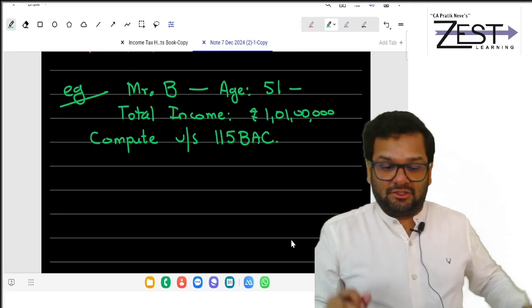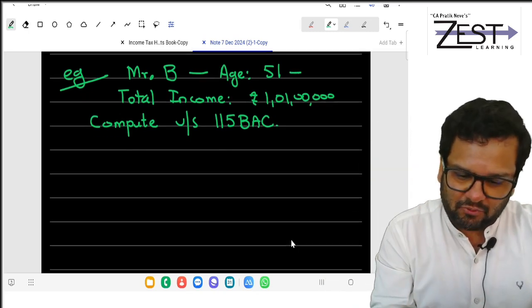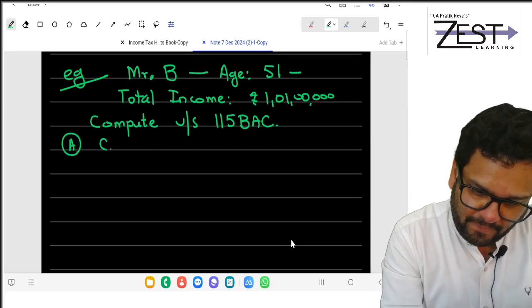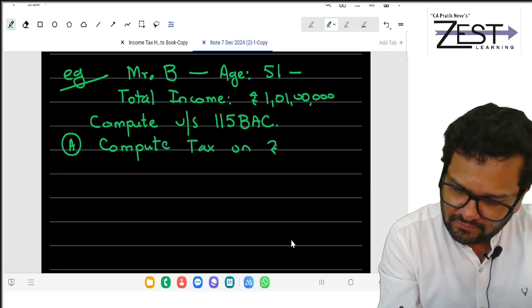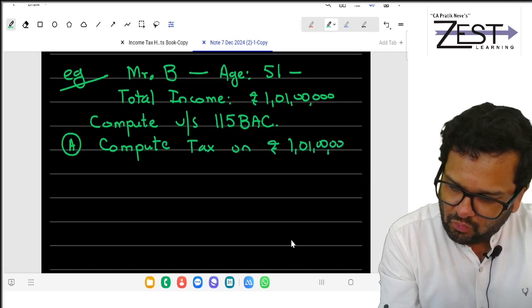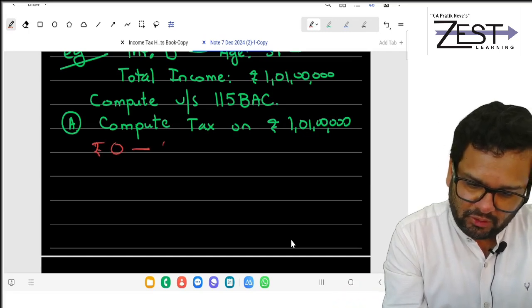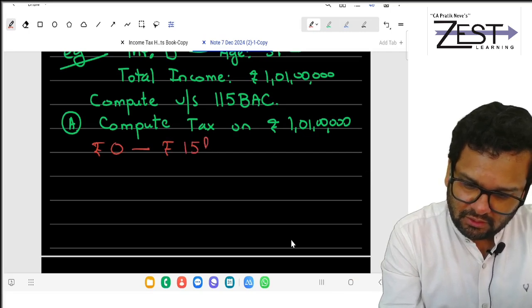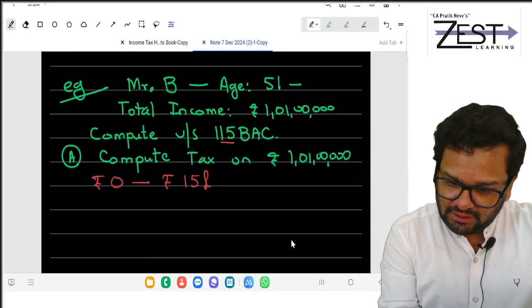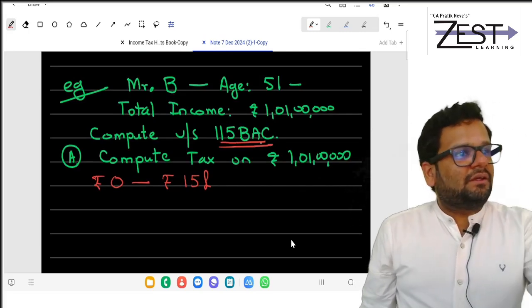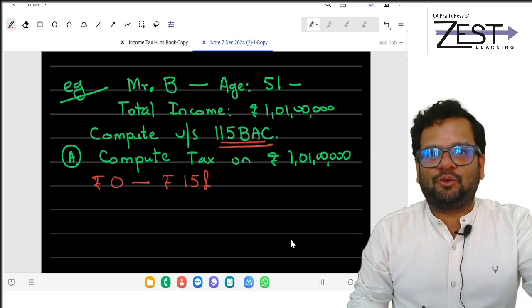Shall we start? So let's start. You have to tell me figures correctly, okay? Each figure. Start. A step. What is A step? Compute tax on rupees 1 crore 1 lakh. Please compute. How can you jump? 0 to 15 lakh jump you will have to take, but jump under 115BAC.